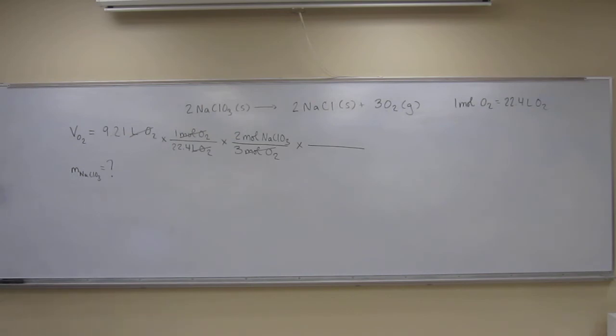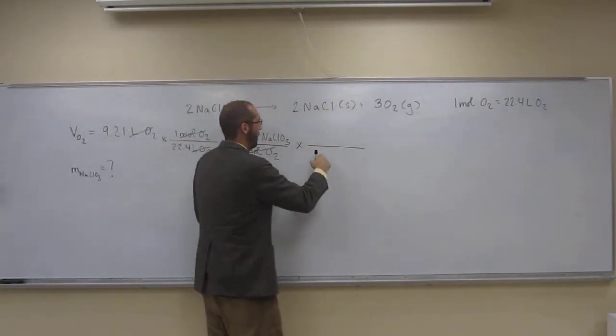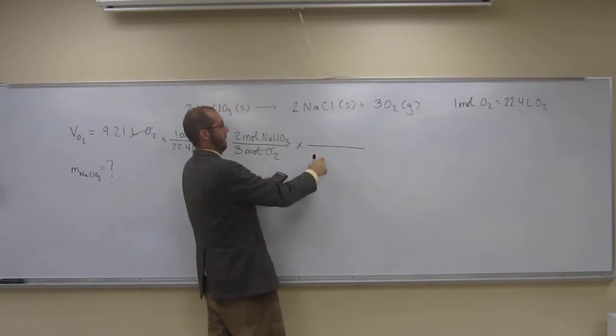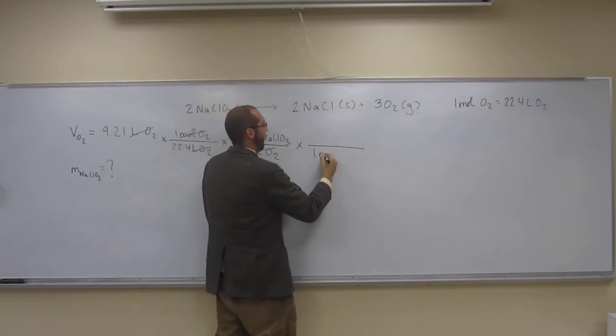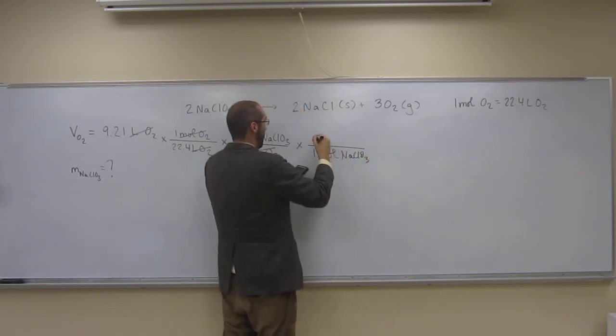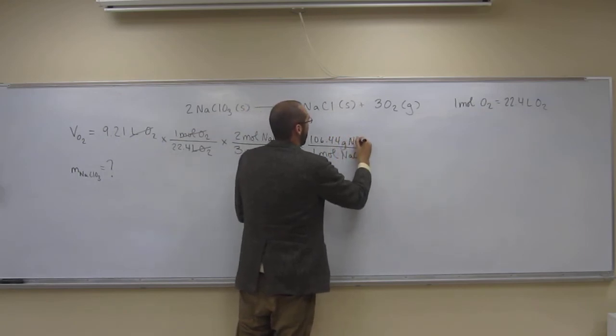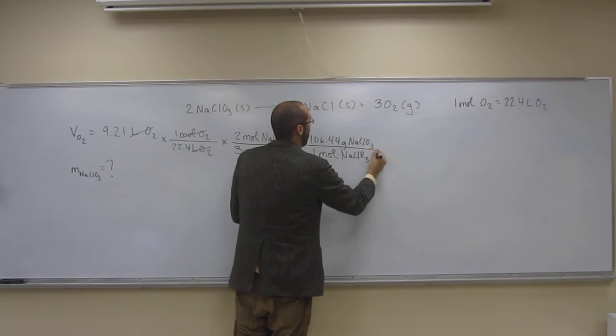Sodium chlorate. Okay, so let's figure that out together. So 22.99 plus 35.45 plus 3 times 16. So at the bottom, we're going to put what? 1 mole sodium chlorate. Very good. And on the top, I got 106.44 grams of sodium chlorate. Okay?